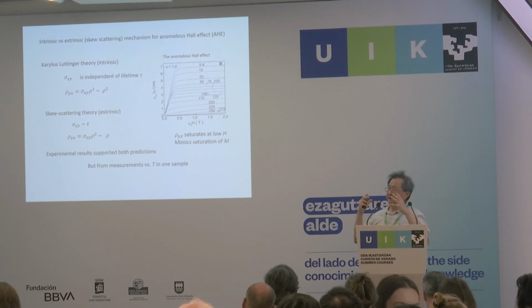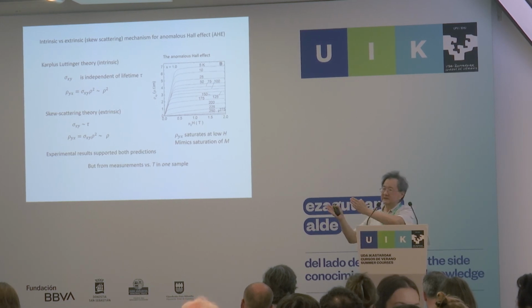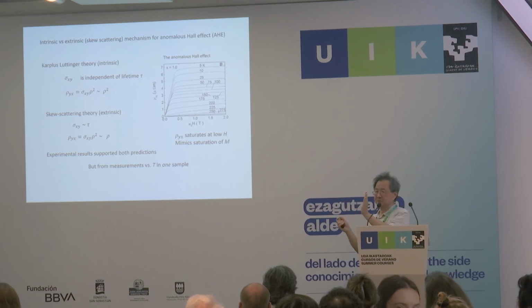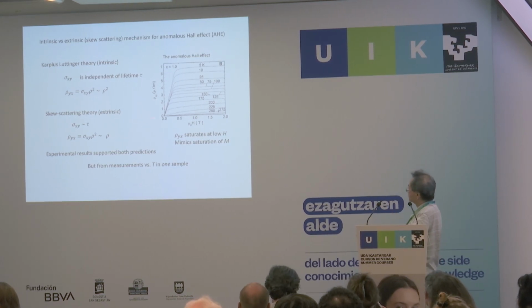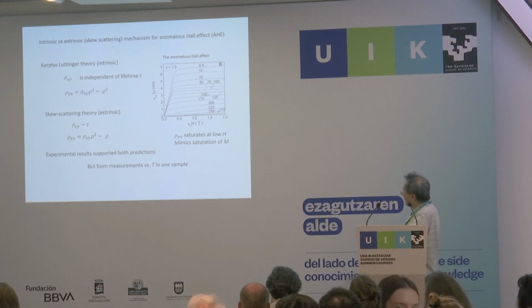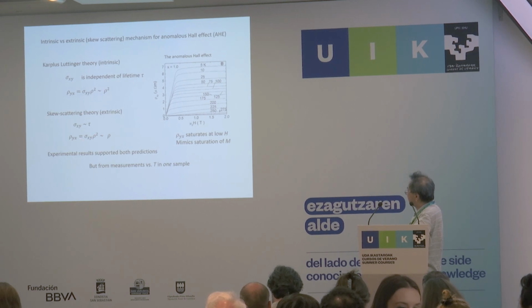You imagine a wave packet hitting an impurity, and the quantum mechanics tells you that after scattering, it should step to the side and then continue. So this is called the side jump, and that gives you the Hall effect. So tau here in sigma xy should cancel one of the taus in the resistivity squared, and therefore it should be proportional to the resistivity.